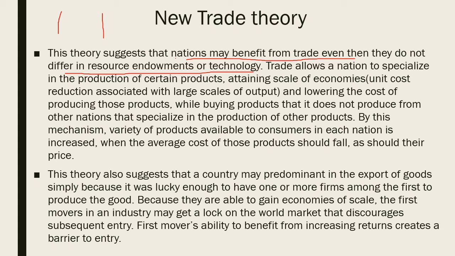How? Because trade allows a nation to specialize in production of certain products, which helps them in attaining economies of scale. What does it mean? It means the unit cost reduction associated with large scale of output. You have heard about bulk production. In bulk production, the unit costs become much lower.